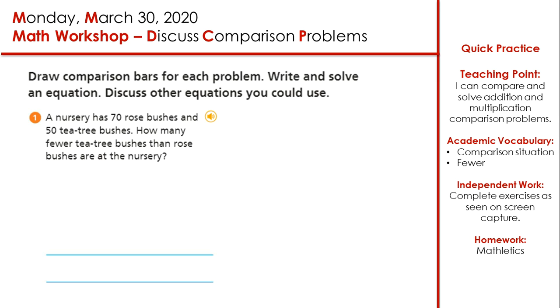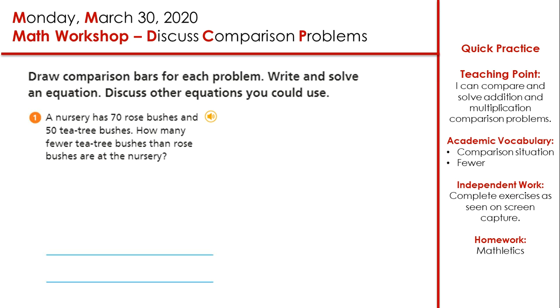Right, so this is the situation. A nursery has 70 rose bushes and 50 tea tree bushes. How many fewer tea tree bushes than rose bushes are at the nursery?